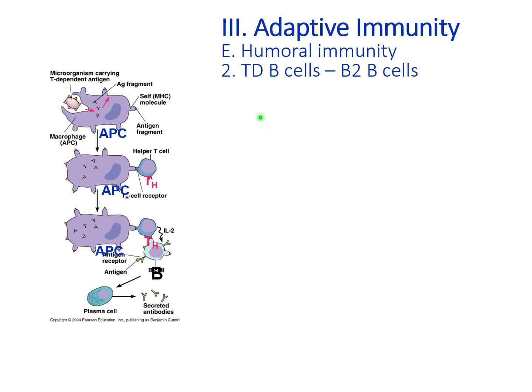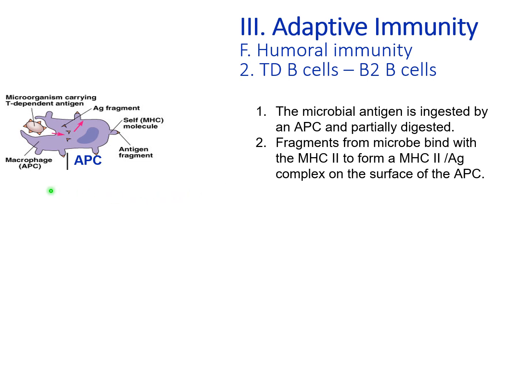Now let us see how T-dependent B cells are activated. So here we see a macrophage as our APC, and then we have our T helper cell here, and finally we have our B cell. Okay, so how does this happen? The microorganism is recognized by the APC, and it is ingested and partially digested, and then the fragments from the microbe bind with the MHC2 to form the MHC2 antigen complex, and then it is presented on the surface of the APC.